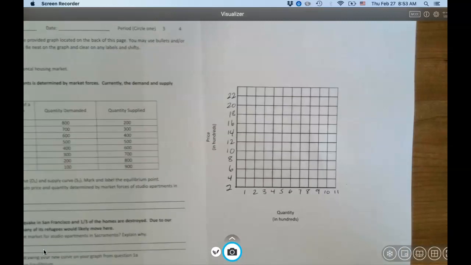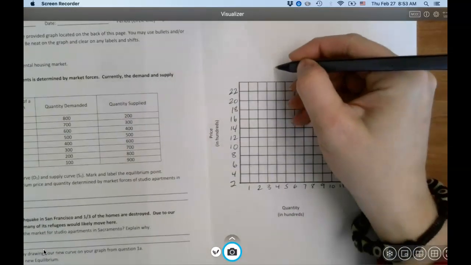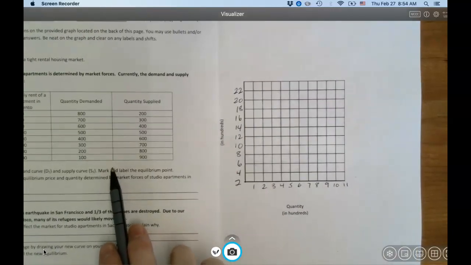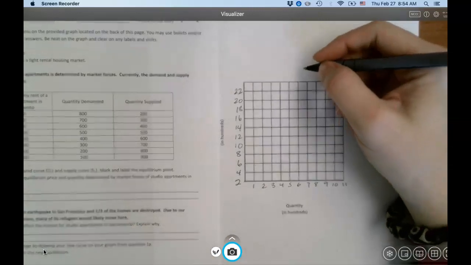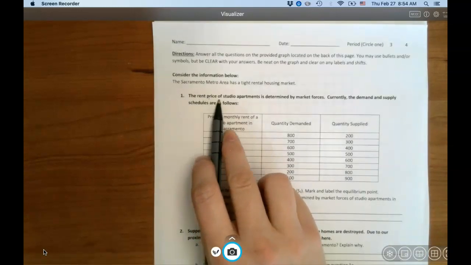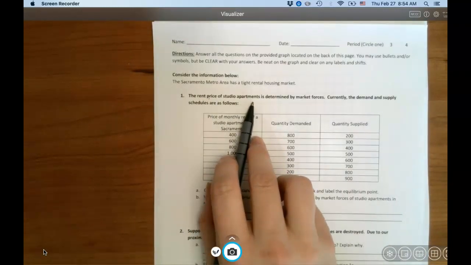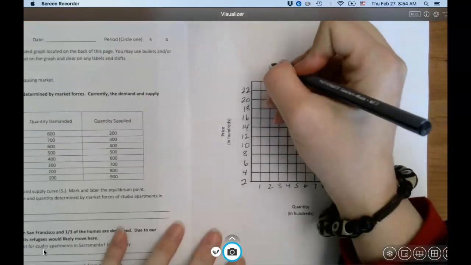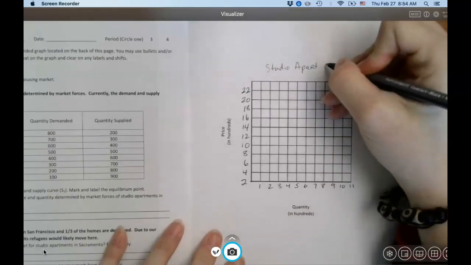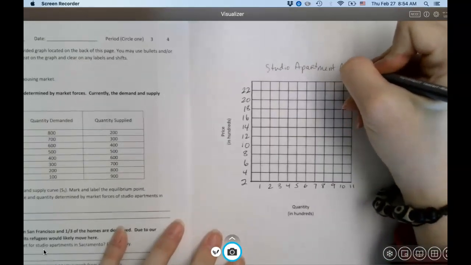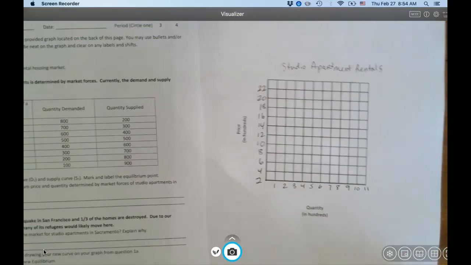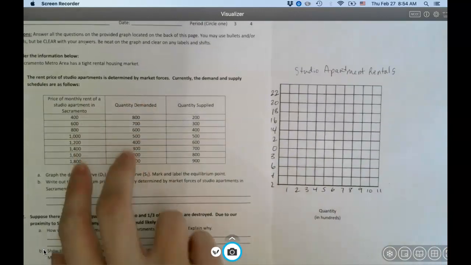But the very first thing you need to do is make sure that you title your graph. Even though it doesn't say that in there, you're expected to do it. So hopefully I've been training you to do that. So what is this about? Rental of studio apartments. Okay? So studio apartment rentals. That's our title. Okay, now I'm going to graph these points of demand and pause this.